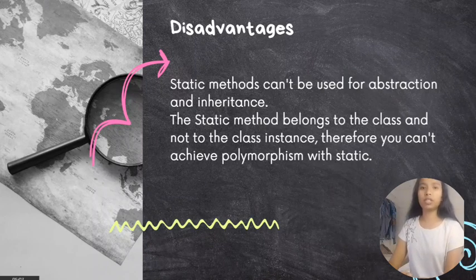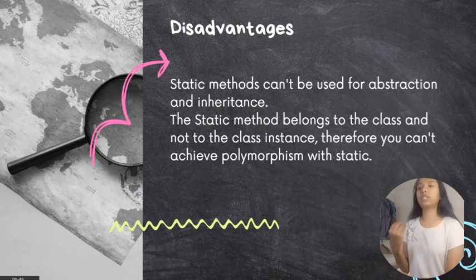For example, you have one parent class and you are inheriting the properties of your parent class in a child class or in a subclass. This is what we call inheritance. So we will have one method in the parent class and then we will override that method, or we will reuse that method in a child class. The reason behind it is that static methods belong to the class and not to the object. Therefore, you can't achieve polymorphism with static.